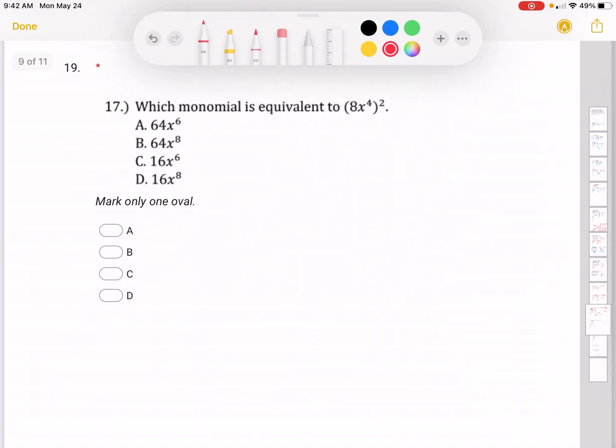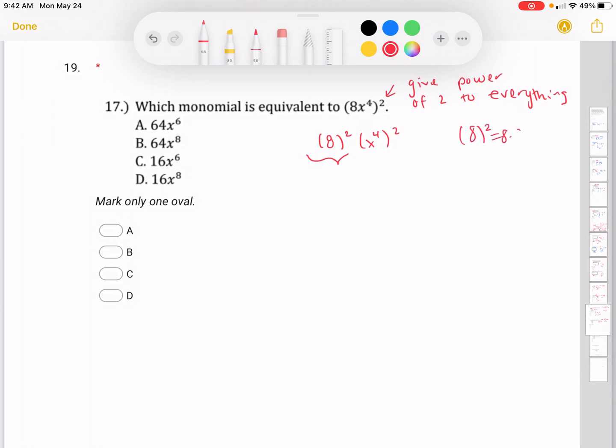This one's different. We have a power of a power. So here you want to give the 2 to everything. So you would rewrite this as 8 squared and x to the 4 squared. 8 squared, or 8 times 8, is equal to 64. And then here, when you have a power, you multiply. So it's 4 times 2, so it's x to the 8th.